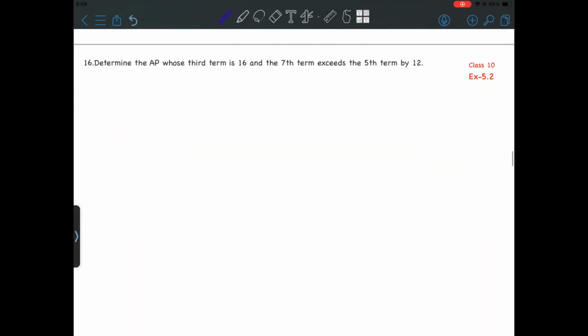Question 16 says determine the AP whose third term is 15. So what we are given, always write what is given in the question. First we know that the third term is given. So we can say that T3 is given. T3 is equal to 16. Then it says that the seventh term exceeds the fifth term by 12. So it means that we are given T7 minus T5 is equal to 12, right?